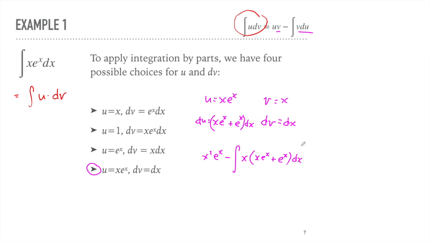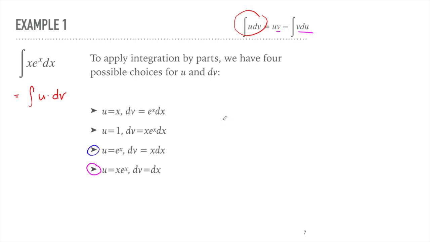Now, we take a look at this. Ito bang integral na to, mas madali na siyang i-integrate? Siyempre hindi. Kasi kung iti-distribute natin si x dito, magiging x squared e to the x plus x e to the x, babalik tayo dun sa original na problem. So, this is not a good choice of u and v. Let's try the next one.